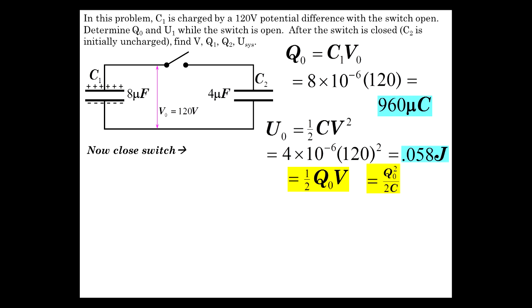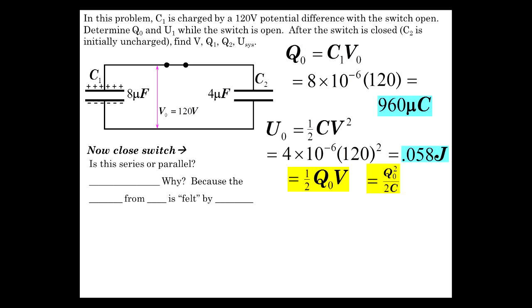It's time now to close the switch. Now keep your eye on it. There it goes. Is this a series or parallel circuit now? Well, keep in mind that the power supply was across these two. Well, it's across the one to begin with, and now we close the switch. So it's parallel because the 120 volts that was initially there, C1 had 120 volts across it. That's felt by both now.